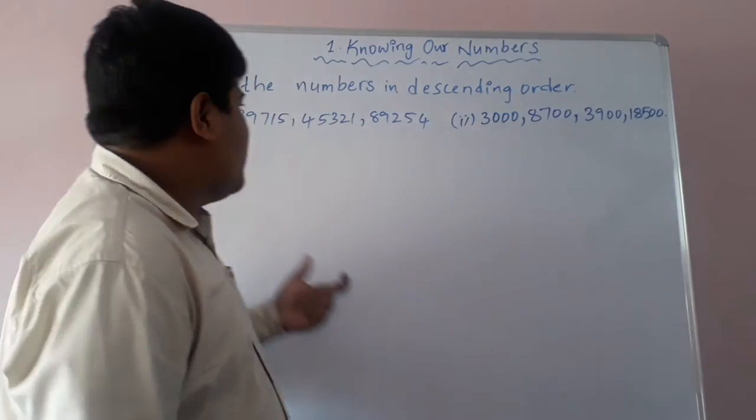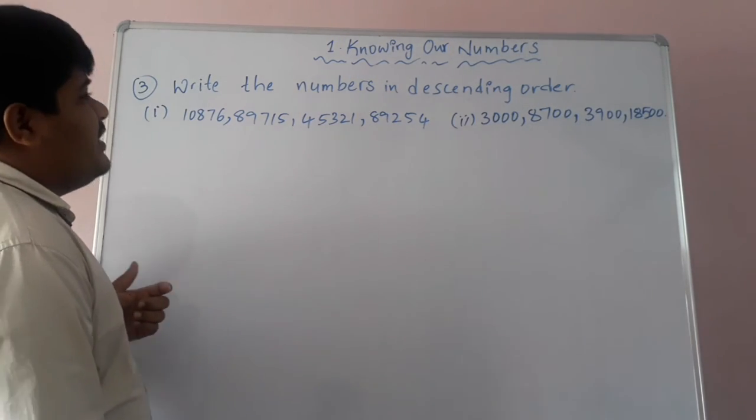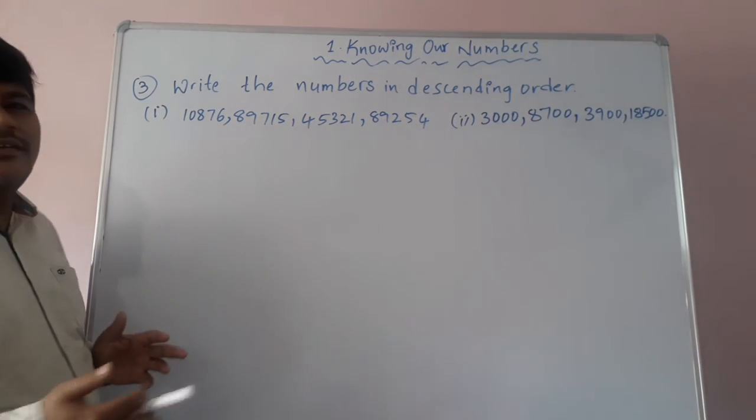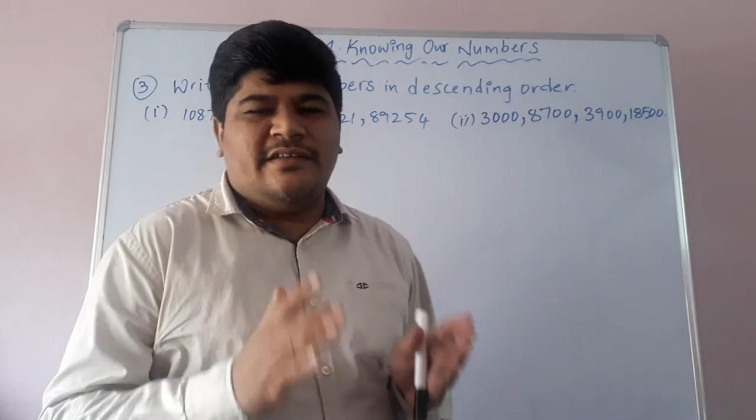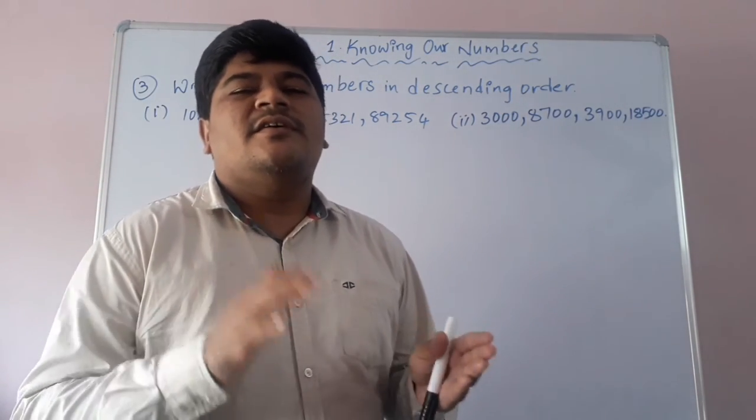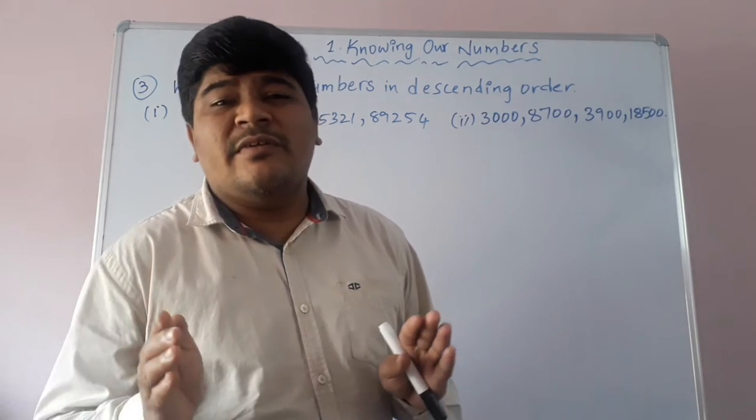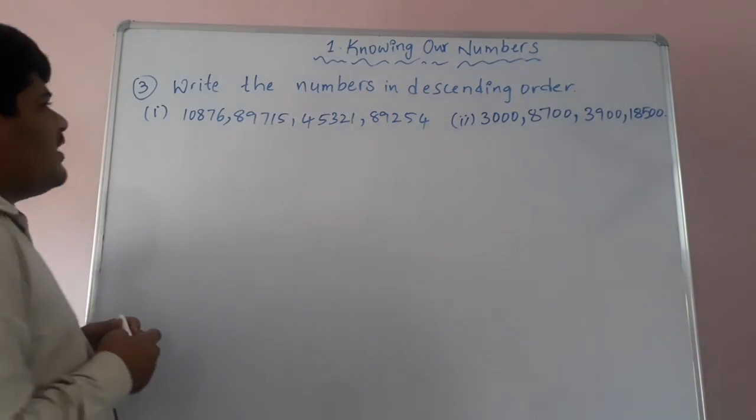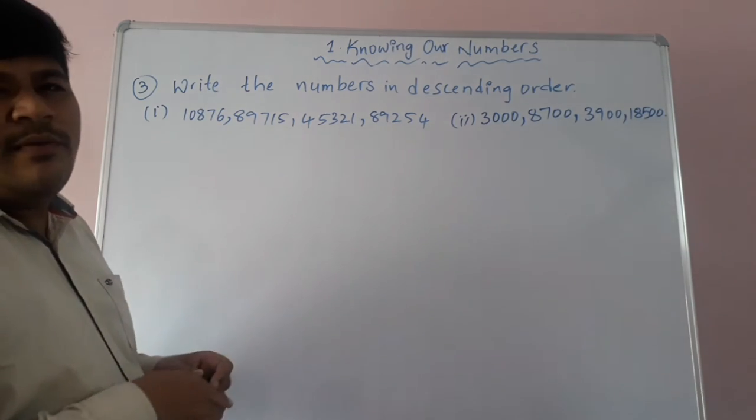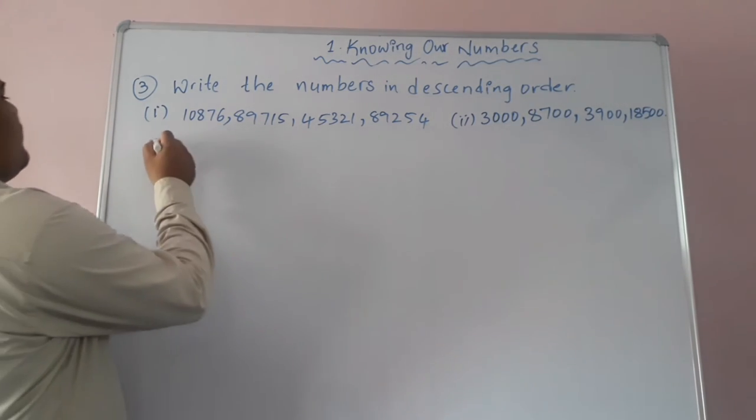Now let's see problem number 3. Write the numbers in descending order. So children, descending means writing from big number to small number. Increasing order or ascending order means small number to big number. Descending order means big number to small number we have to write. So children, 2 sums are there. I will explain the first problem. Please try the second problem. Right, now let's see how to solve the first problem.